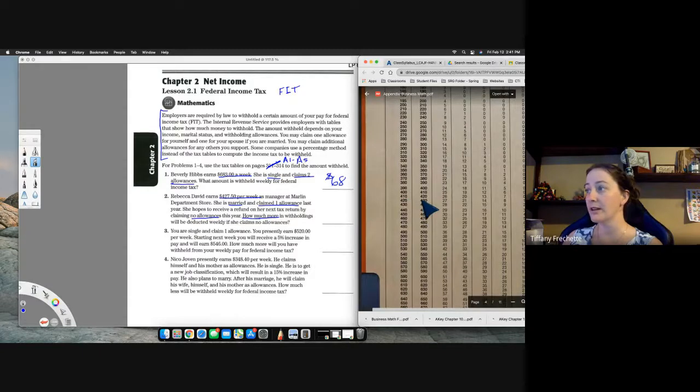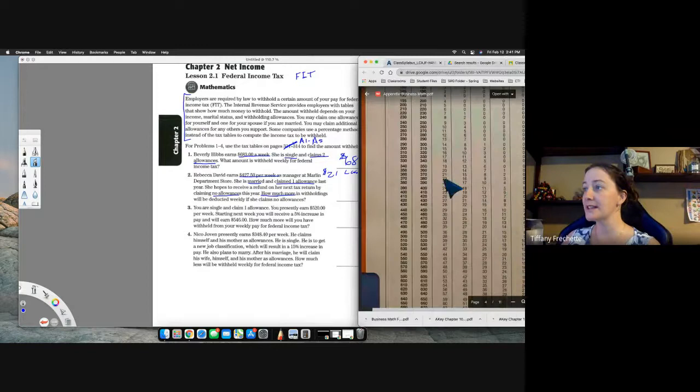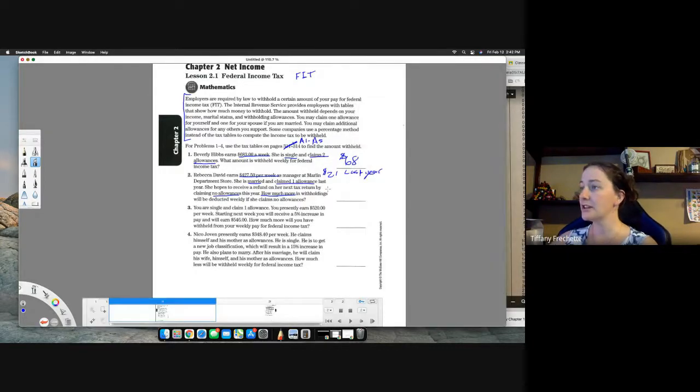It's in between here. And right now, she claims 1 allowance. And I know you can't see the top there, but remember the first row after the income, this is 0 allowances. This is 1 allowance. So right now, she pays $21. So I'm going to say $21 last year, right? Because this year, she wants to claim no allowances. So we're still in that same column, the 420 to 430, but now we're going to go to this one right here, 27. So if she claims no allowances, she'll be paying $27 every week. So this year, that's what she's planning to do.